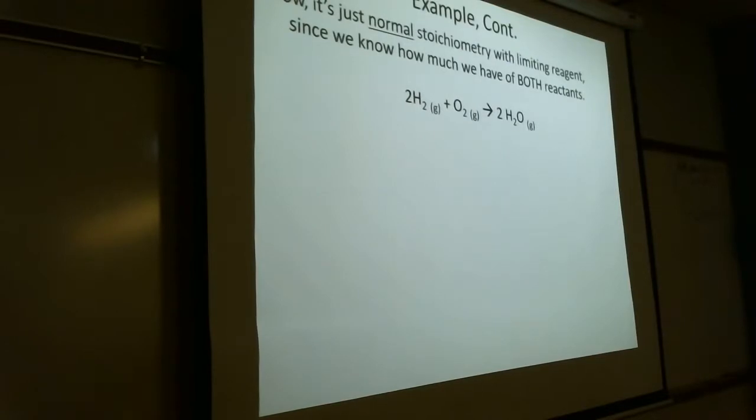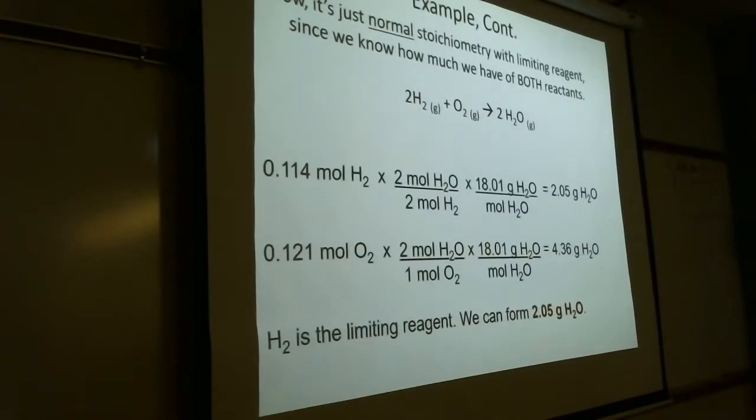Okay, so now it's just stoichiometry like what we've done in the past. Right? For H2, mole ratio is 2 to 2. Molar mass of water is 18.01 grams per mole. You could have done this as one calculation and then calculated grams separately as a separate calculation. Or you can do it all at once.